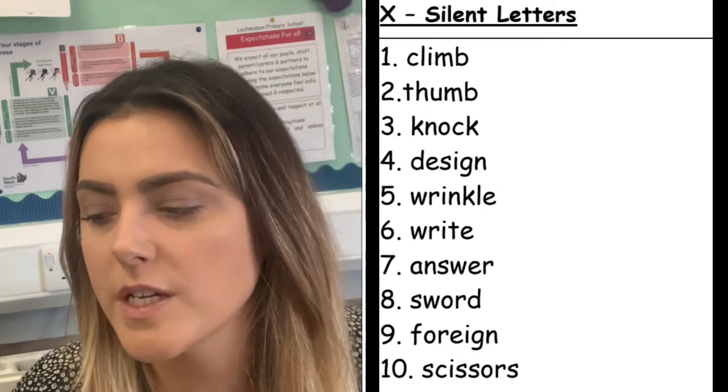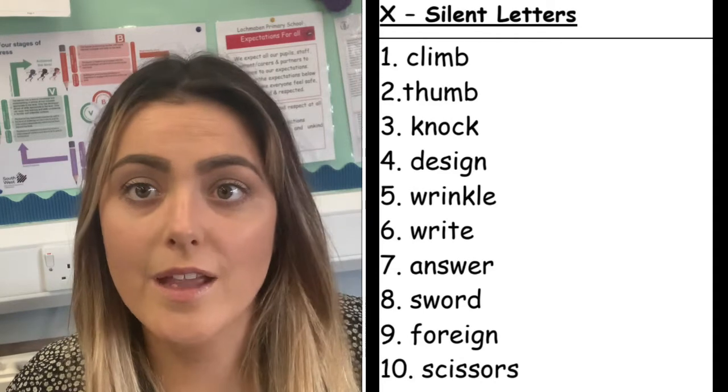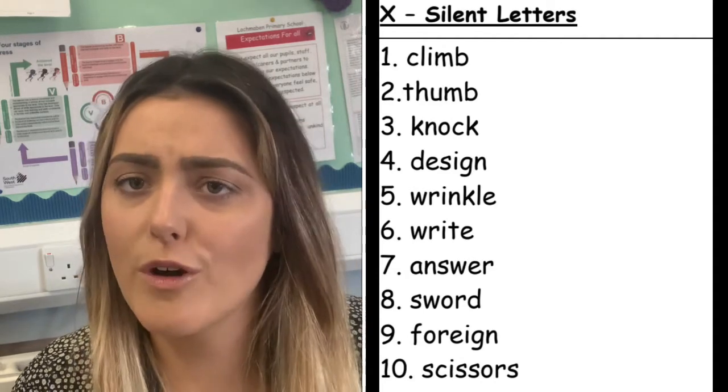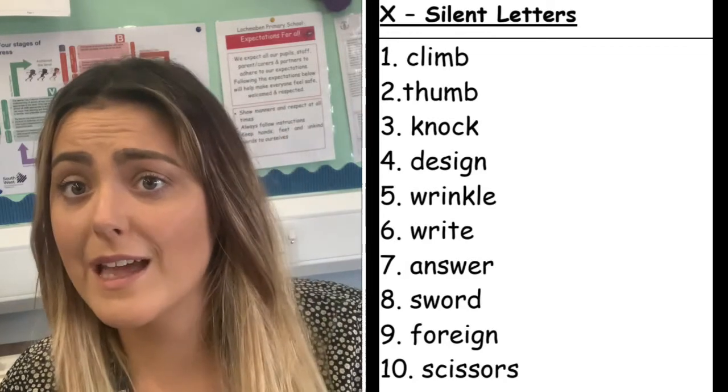So our first word is climb. Now, you don't hear the B on the end on that one, but if you take the B off, it would just be sort of clim. So it makes it kind of sound like there's an E at the end of that particular word.